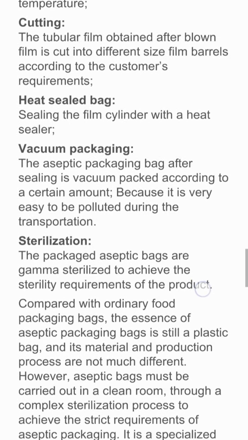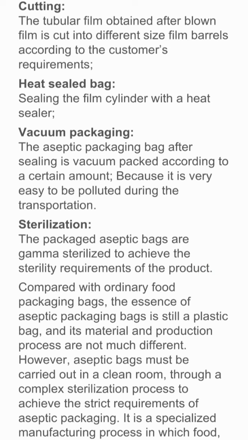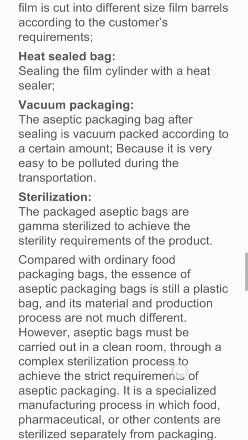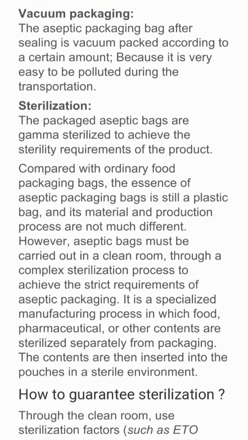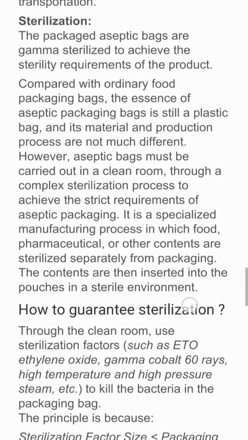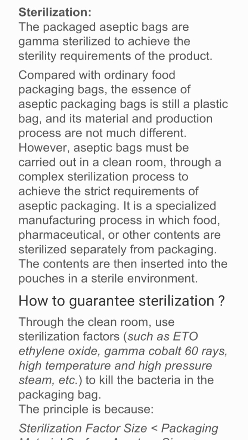Cutting. The tubular film obtained after blown film is cut into different size film barrels according to the customer's requirements. Heat sealed bag. Sealing the film cylinder with a heat sealer. Vacuum packaging. The aseptic packaging bag after sealing is vacuum packed according to a certain amount because it is very easy to be polluted during the transportation. Sterilization. The packaged aseptic bags are gamma sterilized to achieve the sterility requirements of the product.